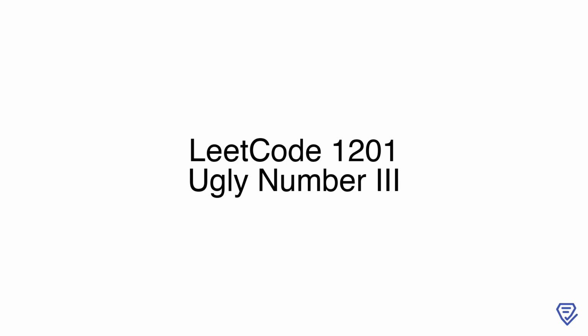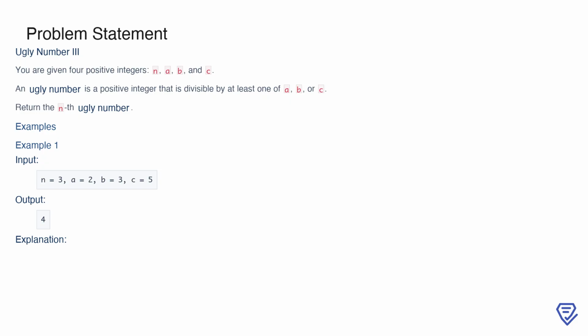Let's dive in. In this problem, we are tasked with finding the nth ugly number. An ugly number is defined as a positive integer that is divisible by at least one of three given integers, a, b, or c. For example, if n is 3, and the given values a, b, and c are 2, 3, and 5 respectively, we need to return the third number in the sequence of positive integers that are divisible by either 2, 3, or 5.